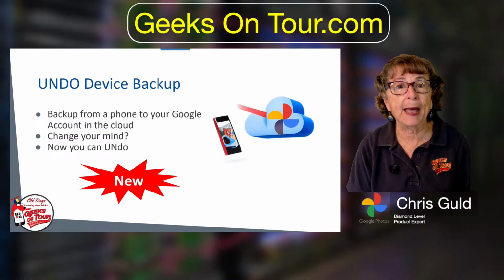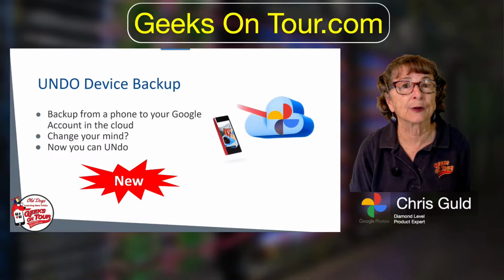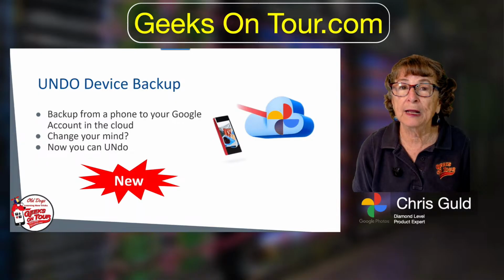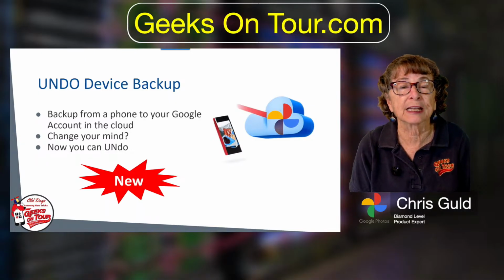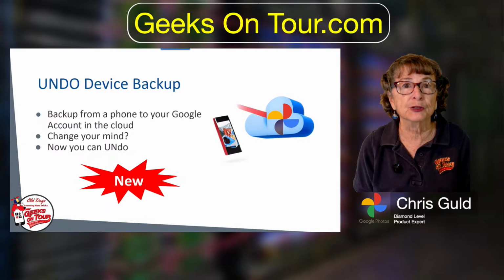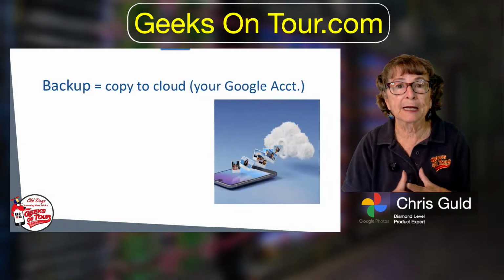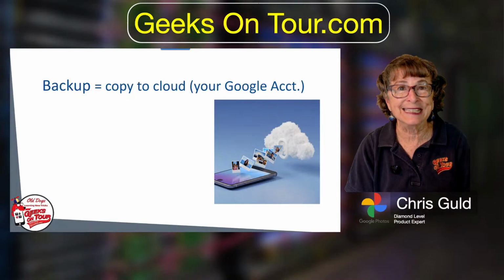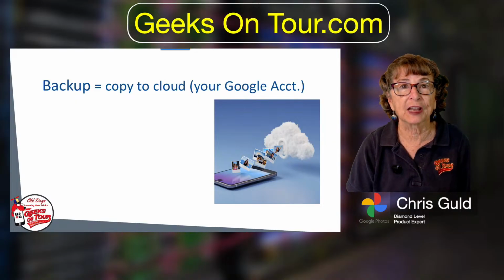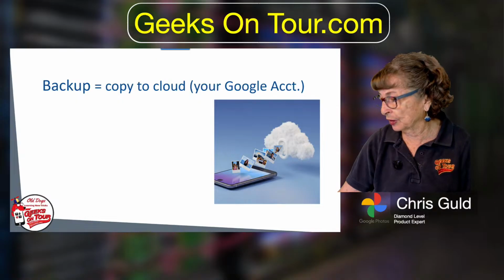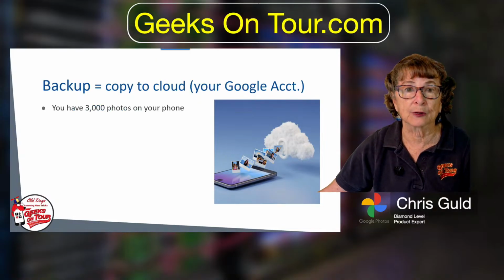So the point is, you've backed up from your phone to a Google account in the cloud. Change your mind? I say it's because your account's getting full, but there could be other reasons. You can now undo that backup. So what am I talking about? Backup means a copy sent from the phone to the cloud in your Google account.